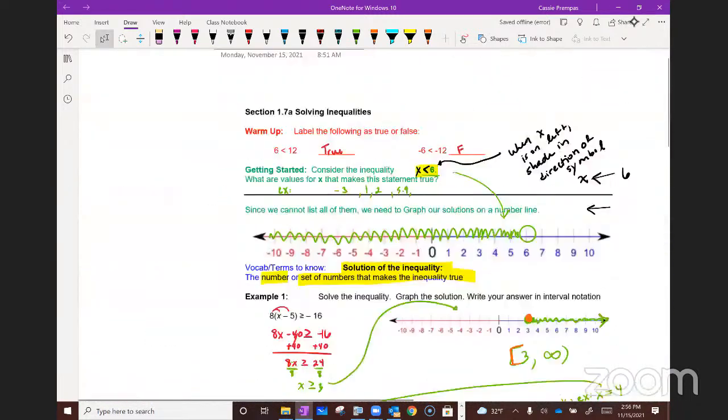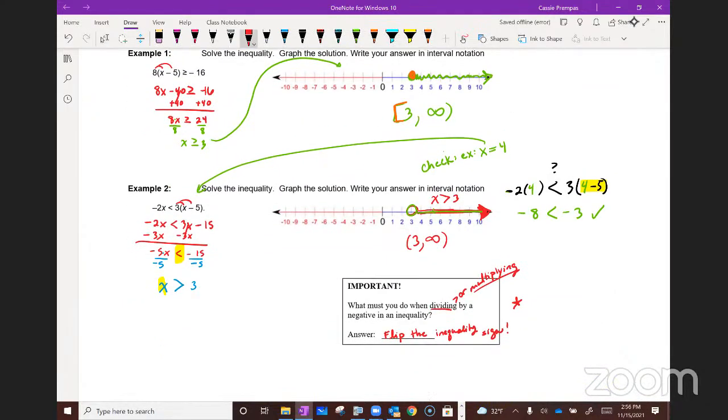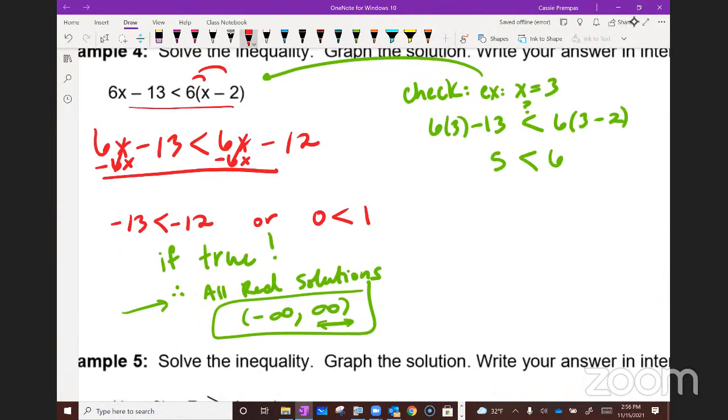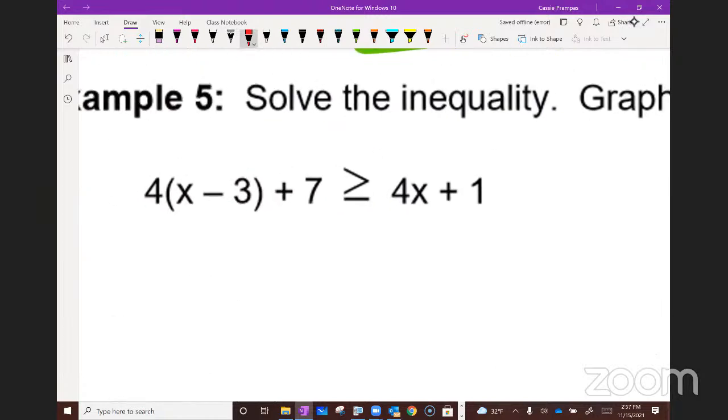You need everything that makes the inequality true. In the previous cases, there were only one set. If you end with a true statement, then you're going to have all real solutions. You just have to know if all your variables have canceled out and you're left with a true statement. We've done this with equations before where we just had like 0 equals 0. If it's a true statement, then everything works. You have to know that. That's the algebra 2 upper level thought process. Let's see if we can do example 5.